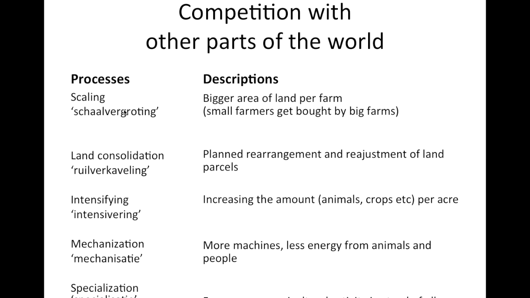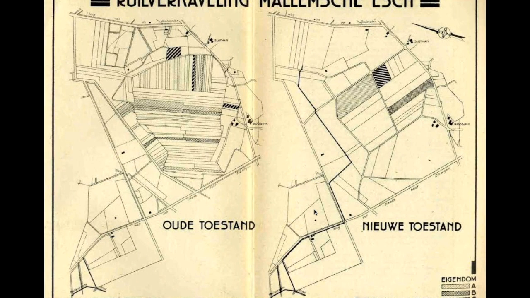And it was possible because these areas could grow, on the one hand, because there was a lot of empty space that could now be used thanks to the artificial fertilizer, or in another case, via land consolidation, the Dutch word ruilverkaveling. Now, what is that? It's the planned rearrangement and readjustment of land.